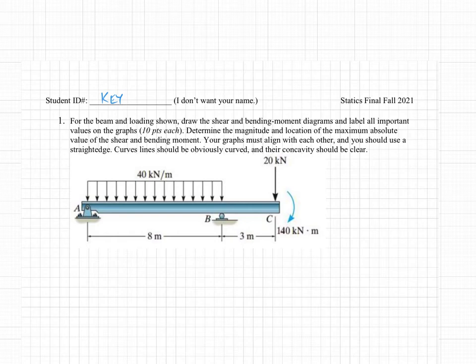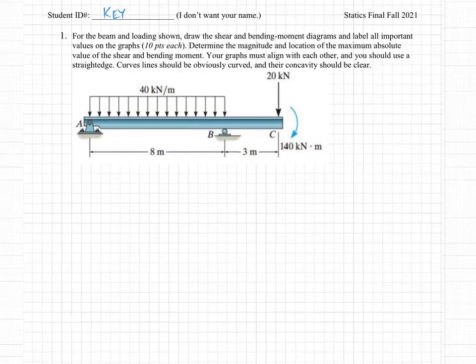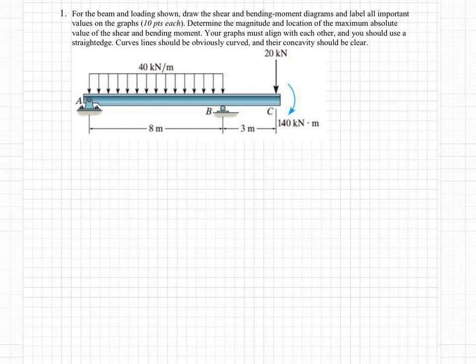Okay, so the first thing we're going to do is a shear and bending moment diagram and label all important values on the graphs. Determine magnitude, location, and maximum absolute value of shear and bending moment. So the first thing we're going to do before we even begin to tackle this problem is draw my forces, AY and B.